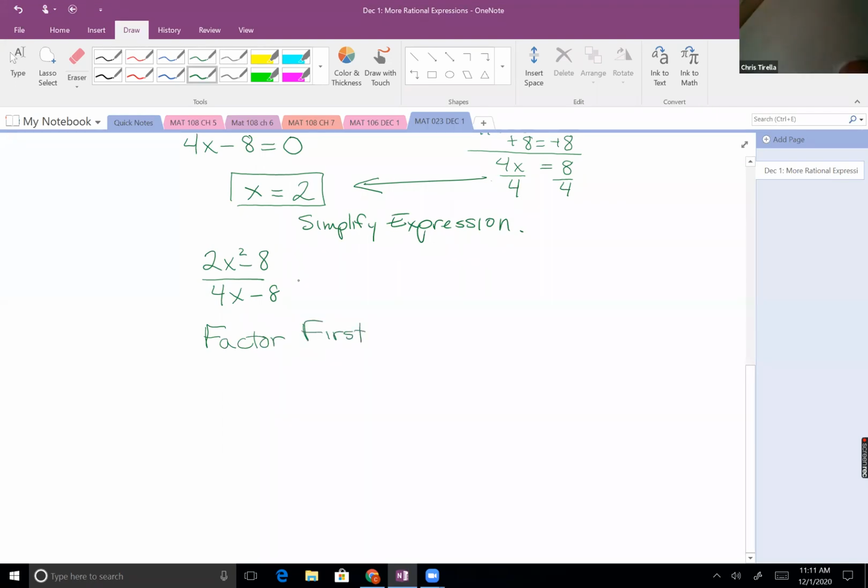And so first let's factor the numerator. When we factor, we always look for a common factor to start with. Is there a common factor between 2x squared and negative 8? Two. Beautiful. And so when I divide out the 2, I'm left with x squared minus 4. And now can I factor that x squared minus 4?